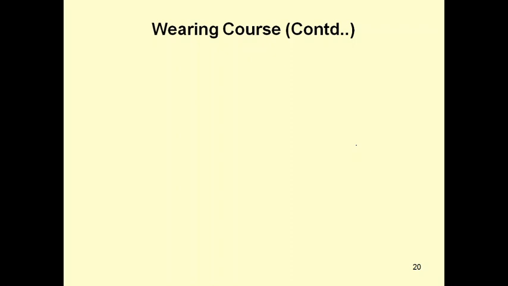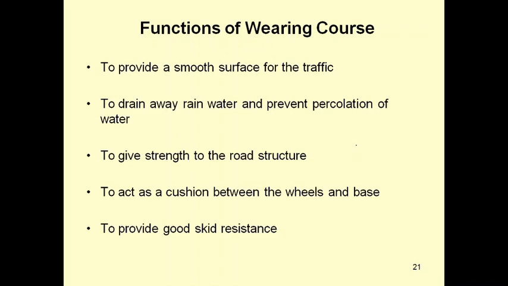So functions of wearing course are to provide a smooth surface for the traffic, to drain away rainwater and prevent percolation of water, to give strength to the road structure, to act as a cushion between the wheels and the base, and to provide good skid resistance. So finally, a wearing course gives a smooth surface for the traffic to go very smoothly, washes away the rainwater and prevents percolation losses and leakages, gives good strength to the road, acts as a grip between the wheels and base, and provides good skid resistance.